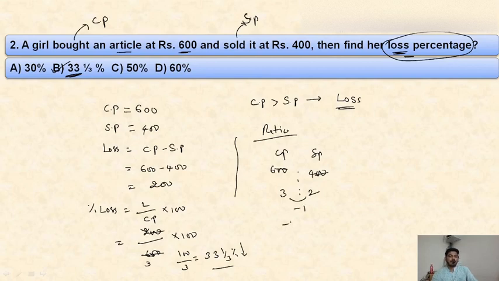Out of the three parts, he got a loss of one part. So this 1 by 3 is nothing but 33 1 by 3 percent. And some may have a doubt here: sir, why are we considering a negative symbol here? This negative symbol indicates that in the transaction he is getting a loss.